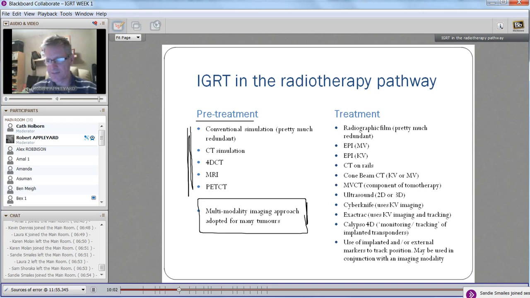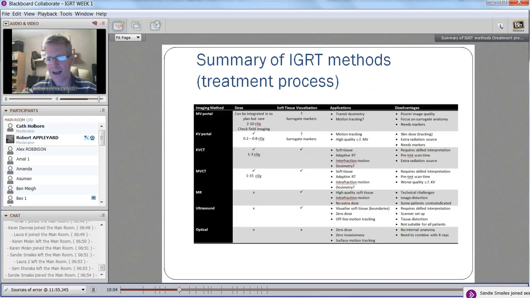And on the next slide, I hope, we have a bit of a summary of IGRT methods and IGRT in the treatment arena. So these are the things we're going to look at: portal imaging, cone beam CT, kV and megavoltage.